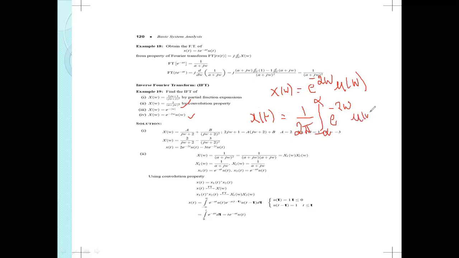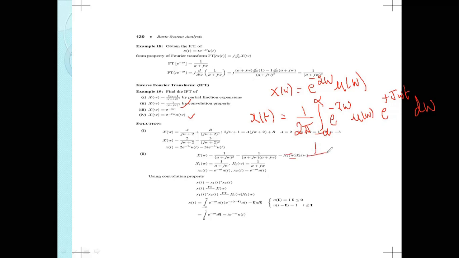And similarly, x of omega is equal to e power minus 2 omega into mu of omega. So the given function, the fourth one, is x of omega equal to e power minus 2 omega into mu of omega. What is the inverse Fourier transformation definition? x of t is equal to 1 by 2 pi, integral from minus infinity to infinity. I'm directly substituting x of omega here, e power minus 2 omega into mu of omega, e power plus j omega into t d omega.